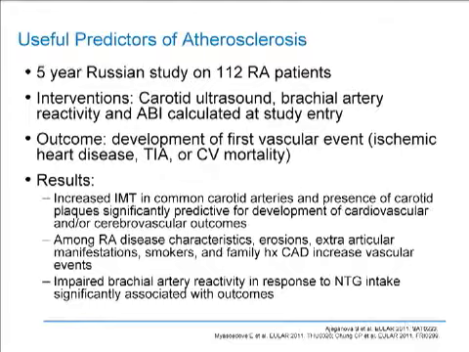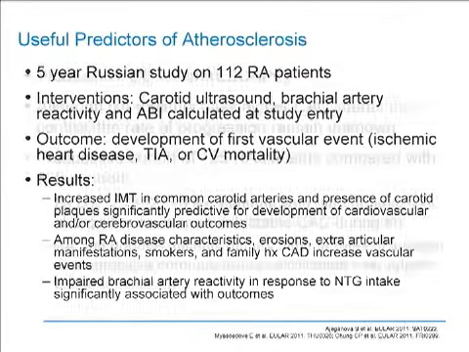And these results showed that there was an increase in IMT, and the presence of plaque significantly predicted development of cardiovascular or cerebrovascular outcomes. So among the RA disease characteristics, such as erosions, extraarticular manifestations, smoker, family history of CAD, was associated with increased vascular events as well. And more interestingly, the impaired brachial artery reactivity in response to nitroglycerin intake was also significantly associated with vascular outcomes.